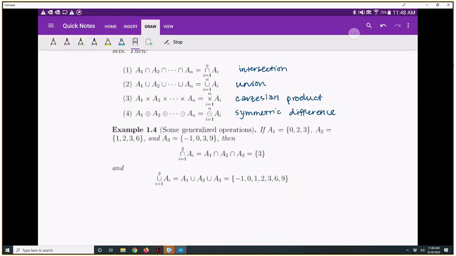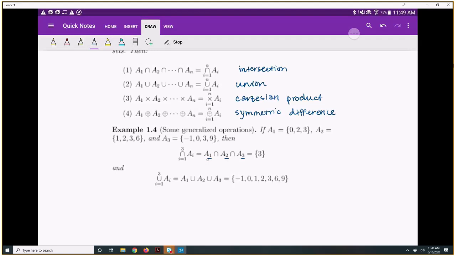And this is going to work in a very similar fashion. Say we have 3 sets. In this example, we have A1 is the set {0, 2, 3}, A2 is the set {1, 2, 3, 6}, and A3 is the set {-1, 0, 3, 9}. Then if we take the intersection of A sub i, where our index i is running between 1 and 3, that's going to be A1 intersected with A2 intersected with A3. Again, in terms of these indices, we're starting at the initial index 1, and we're counting up by 1s until we get to the terminal index of 3.